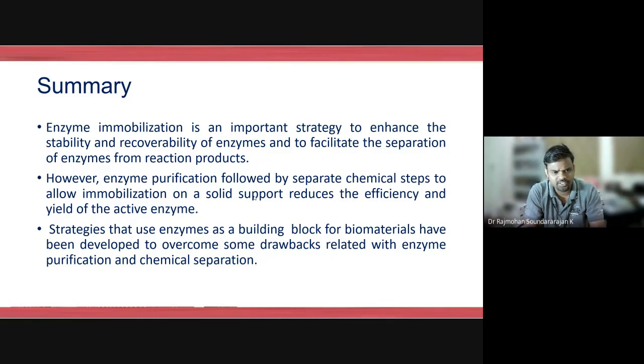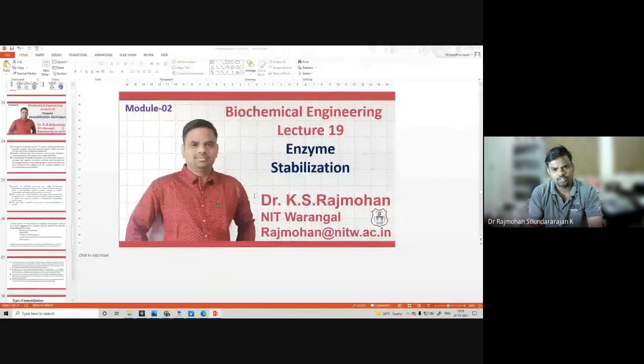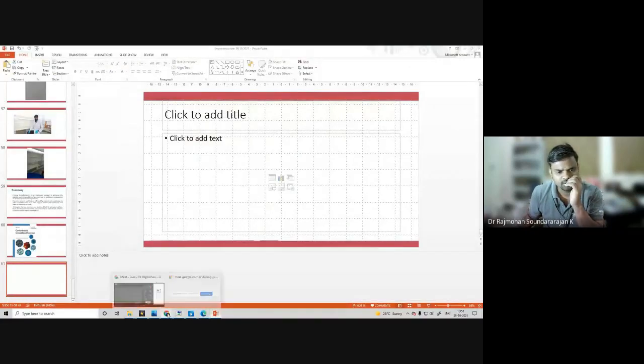So different strategies that use enzymes as a building block for biomaterials have been developed to overcome some drawbacks related to enzymes that are not immobilized during the purification and chemical separations. There are several different immobilization materials which are widely used, which we will discuss in detail in the next lecture. Thank you so much for joining my classroom.